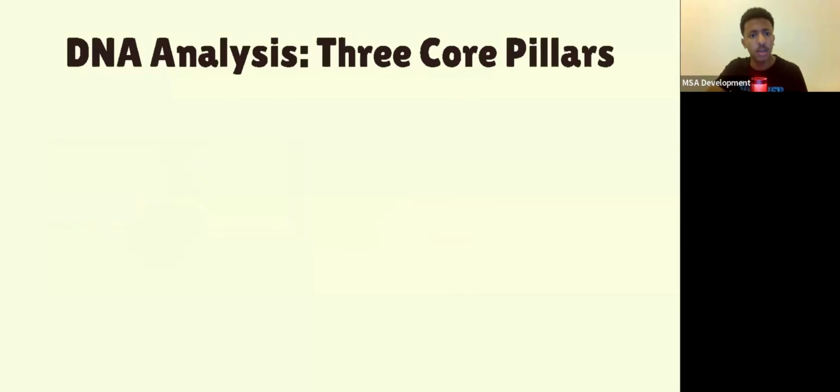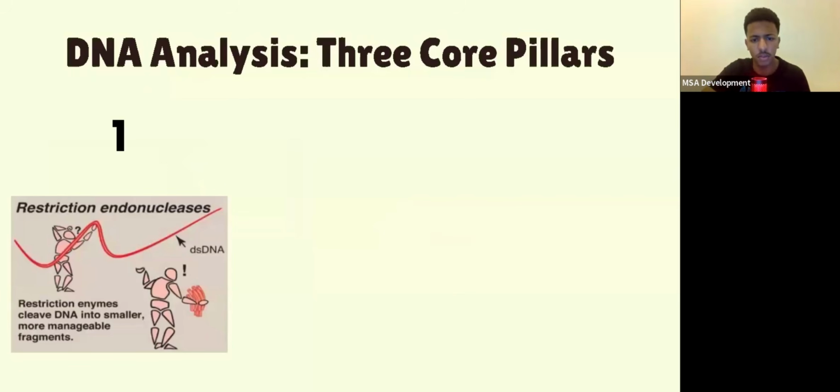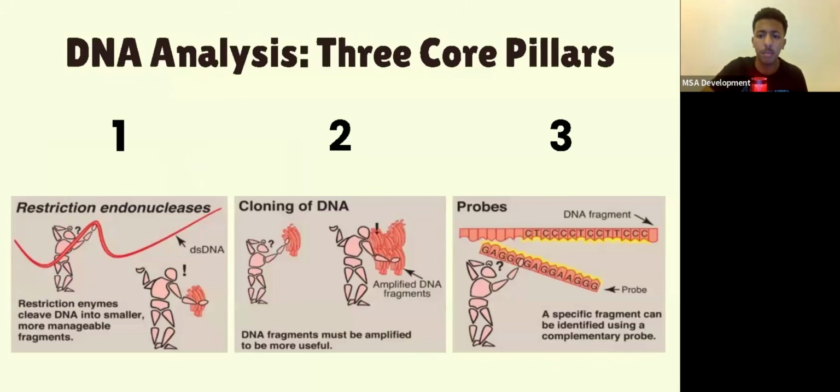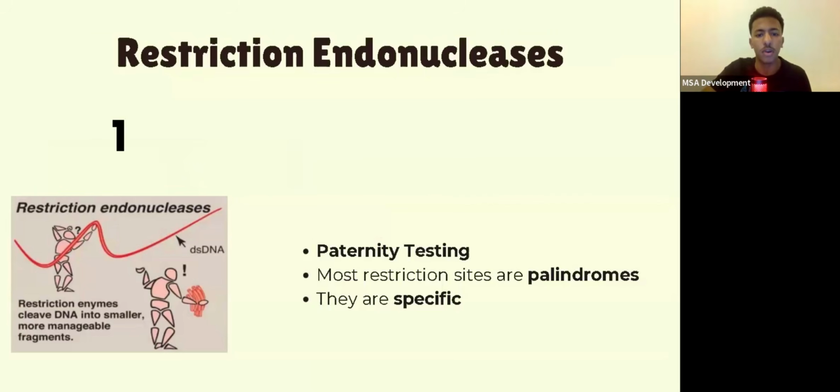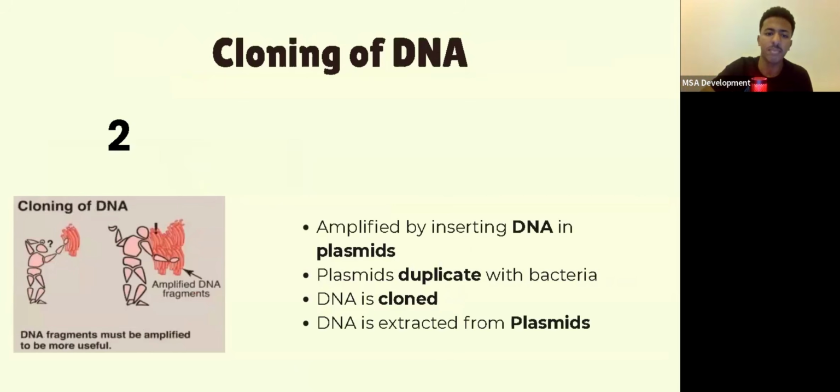Now let's actually begin. Again, DNA analysis, you have three core pillars: restriction endonucleases, cloning of DNA, and probes. What are restriction endonucleases? They are enzymes which cleave DNA into smaller, more manageable fragments, and they're used for paternity testing. Something about them is that they're very specific to restriction sites, and most of those restriction sites are palindromes.